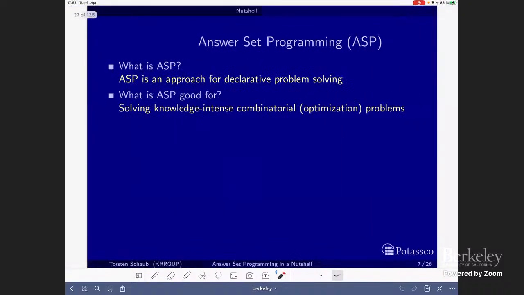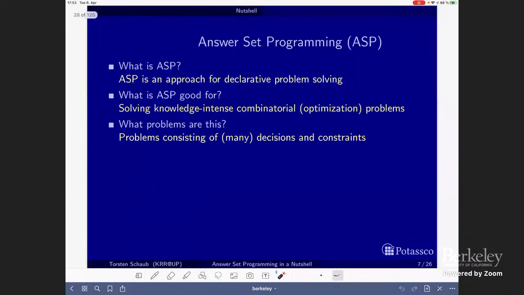Okay, so what is it good for? I think you all know that you can solve combinatorial optimization problems with this. But I think where the unique selling point really lies is in the knowledge-intense variants of them, because you can really write nice specifications and work with them. So what problems are these? Well, this is perhaps more for not such a knowledgeable audience as you guys. These are problems where you have a lot of decisions to be taken under constraints.